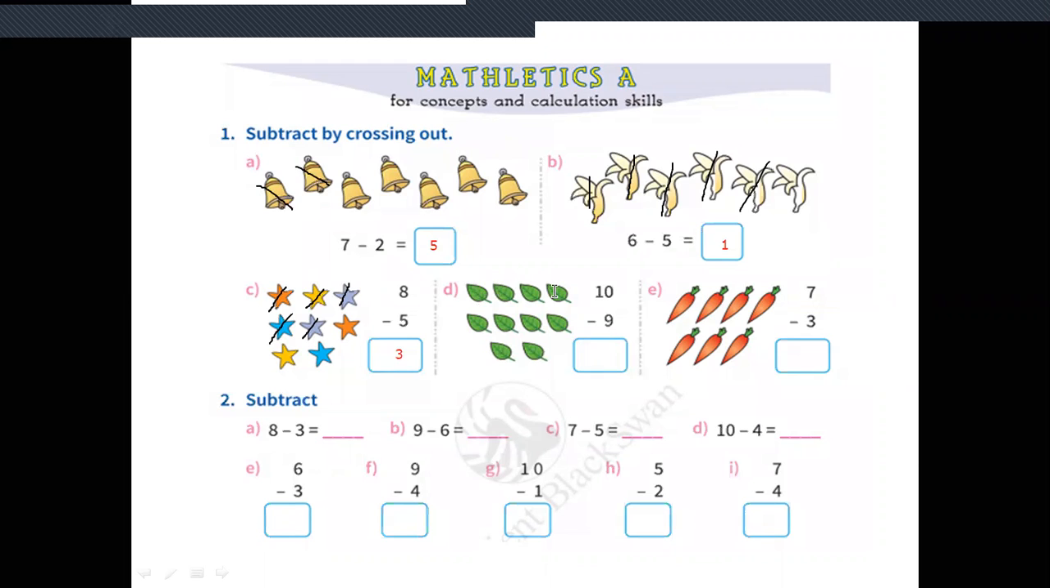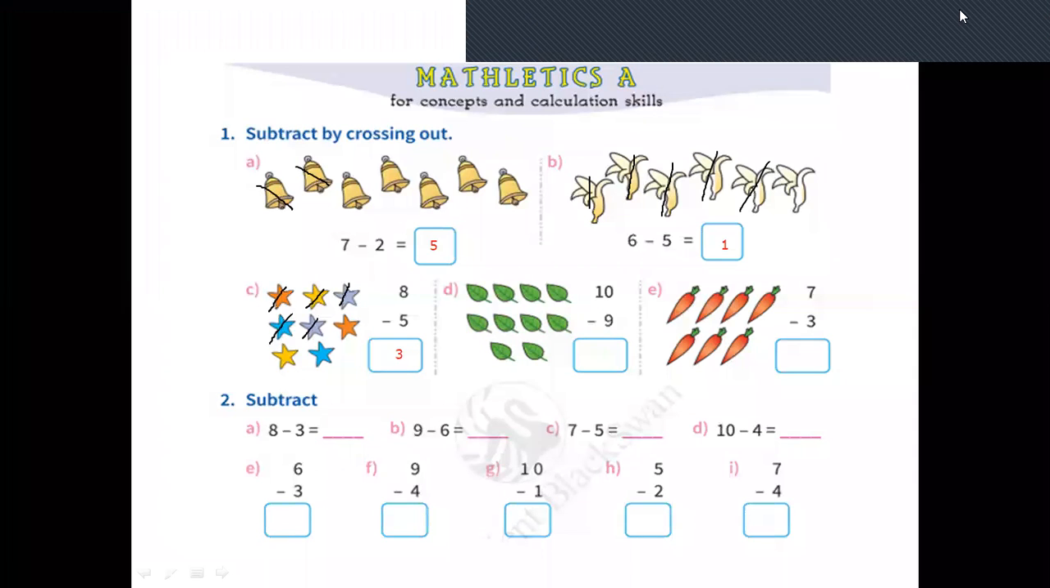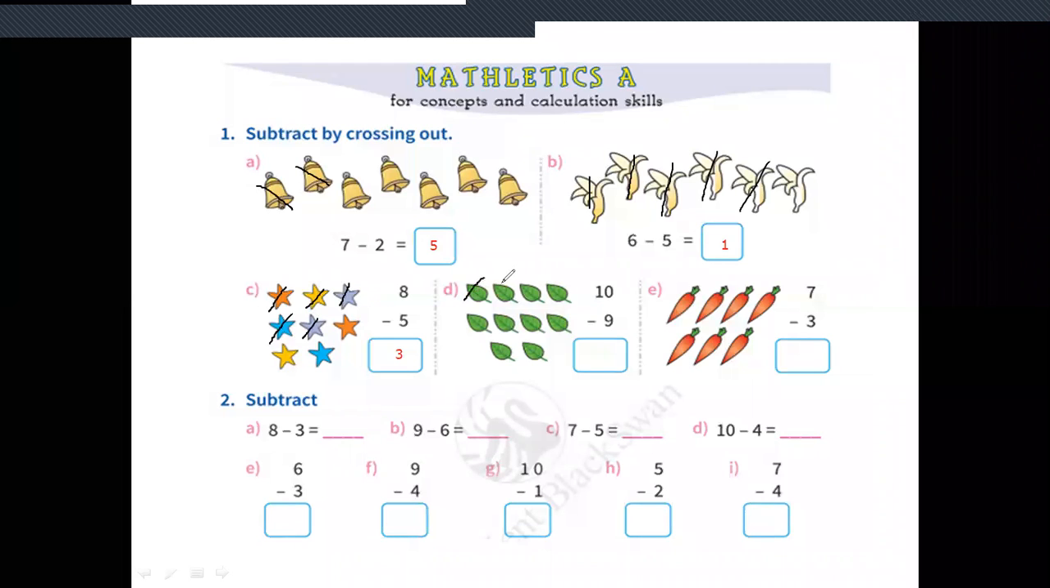Next, totally 10 leaves are there. So how many do you have to cross out? 9 you have to cross out. 1, 2, 3, 4, 5, 6, 7, 8, 9. If you cross out 9, how many are left now? 1 is left. So you will write 1 as the answer.